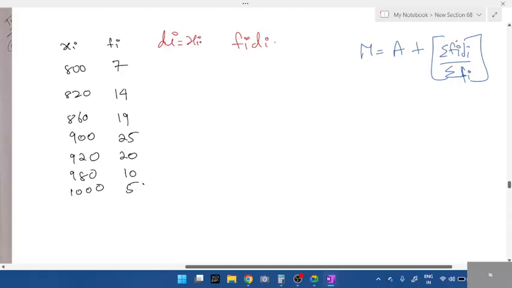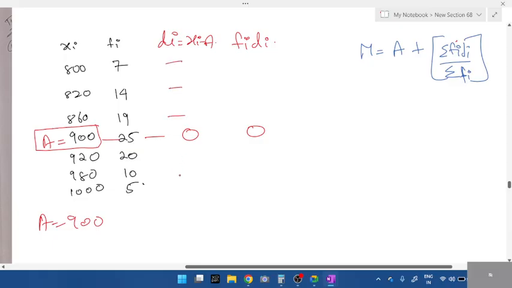What is di? Xi minus A. Just write this. Now choose any value, a middle value. There is 860 and 900 as the middle values. Draw a box, write A. Or below, just mention A is equal to 900. Now start subtracting. Wherever 900 is given, what should the answer be here? Both will be 0. Remember, above that it should be negative numbers, minus, right? Minus here. Then you start calculating.